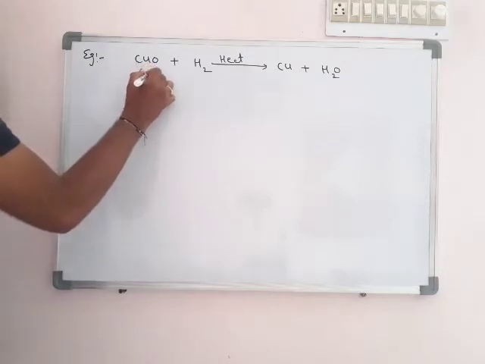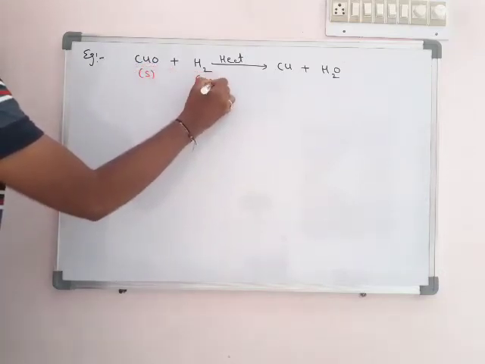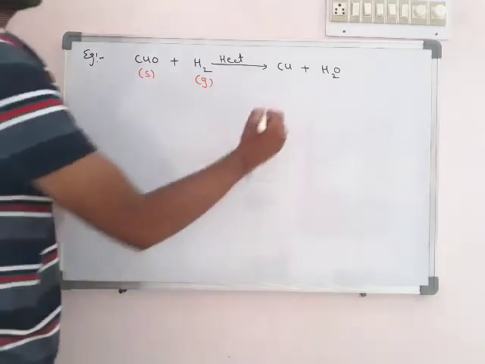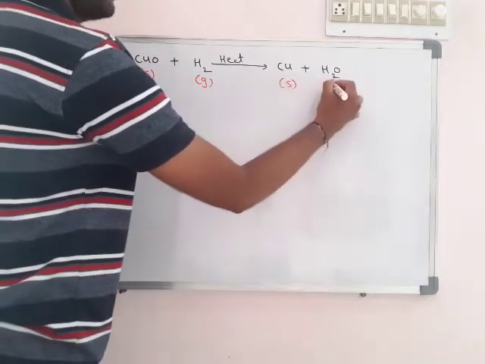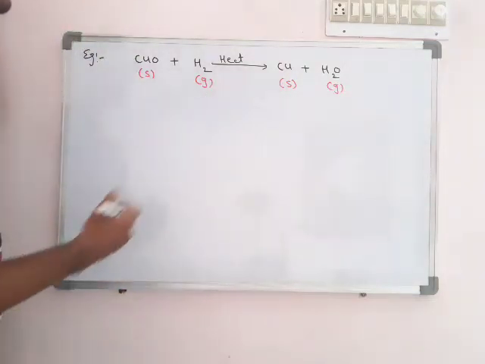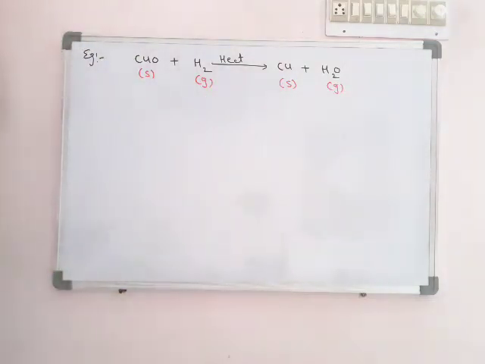So it is a solid, this is a gas, and here the copper is a solid. Here water is formed in the form of steam. So there is high heating, but it is formed in the form of vapors. Now check which is oxidized and which is reduced.